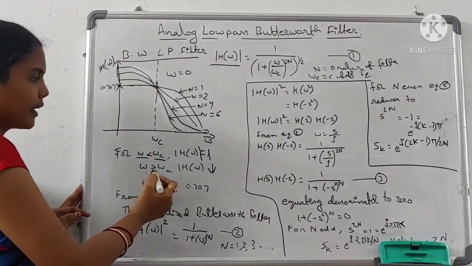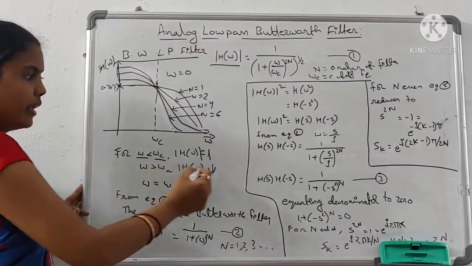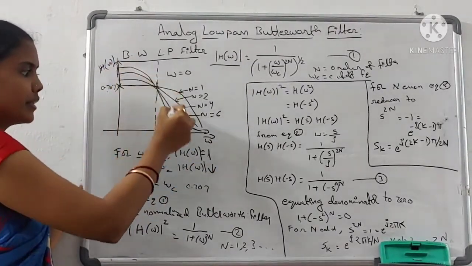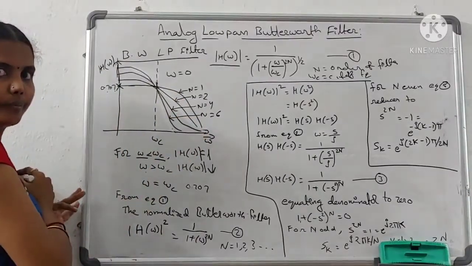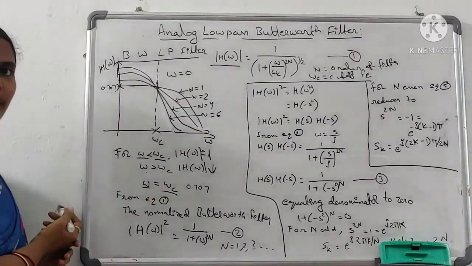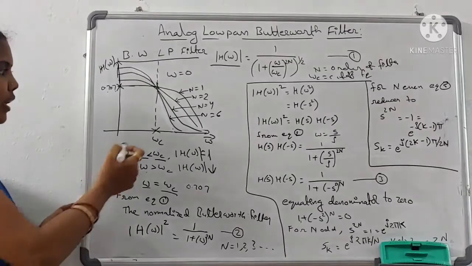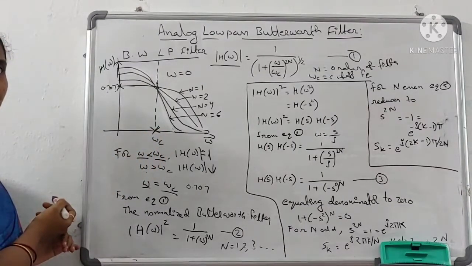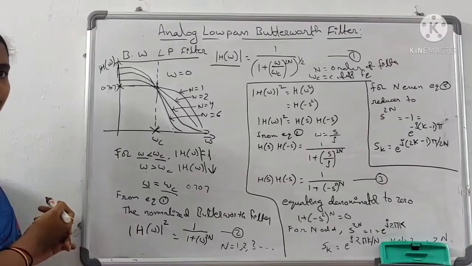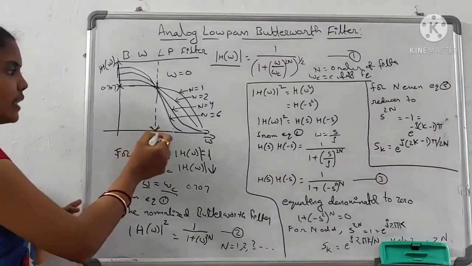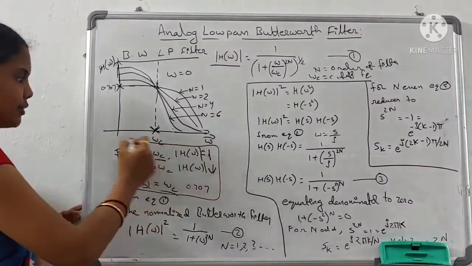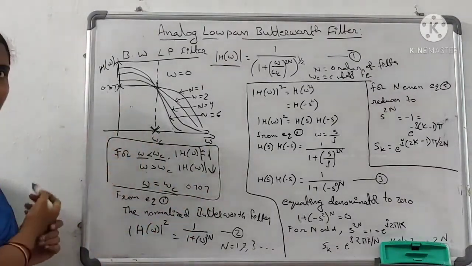For omega greater than omega c, this mod H of omega decreases monotonically. At omega equal to omega c, the curve passes through the cutoff frequency at 0.707. Okay, so this is the cutoff frequency omega c. These are the three different conditions for the frequency response of this figure.